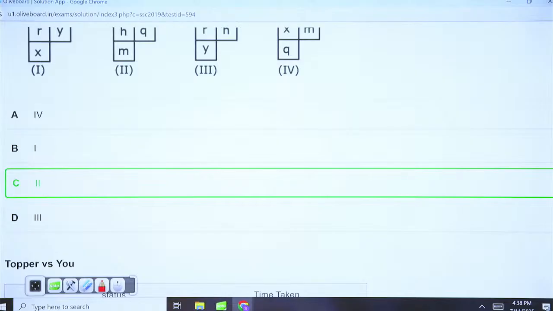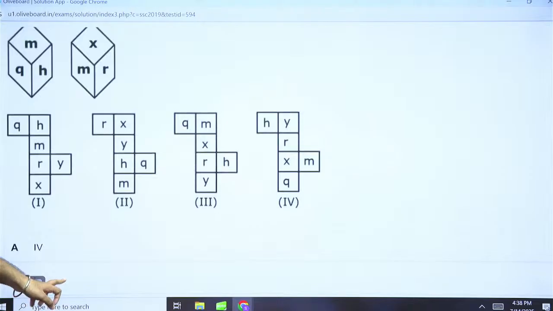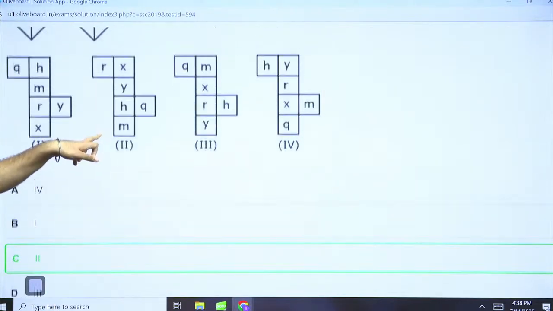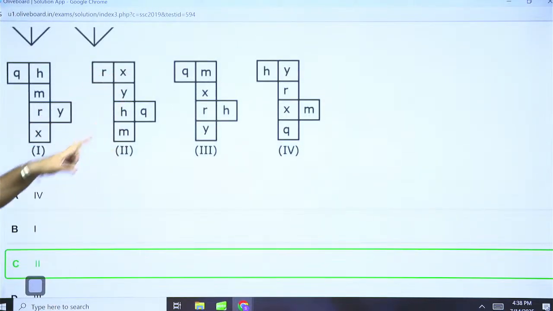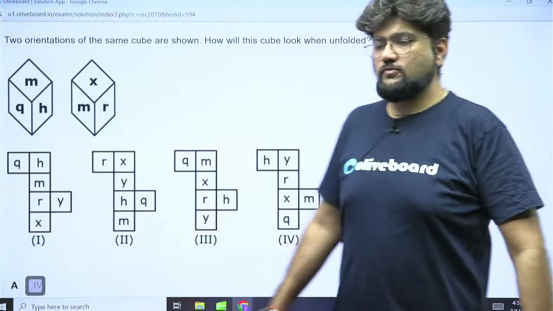Okay. Anybody who has a problem here can let me know. I'll explain it to them. Yeah, so I think why you chose B is because of this figure here. This figure is given in option C. So option C will be correct, right? Figure 2, option C.